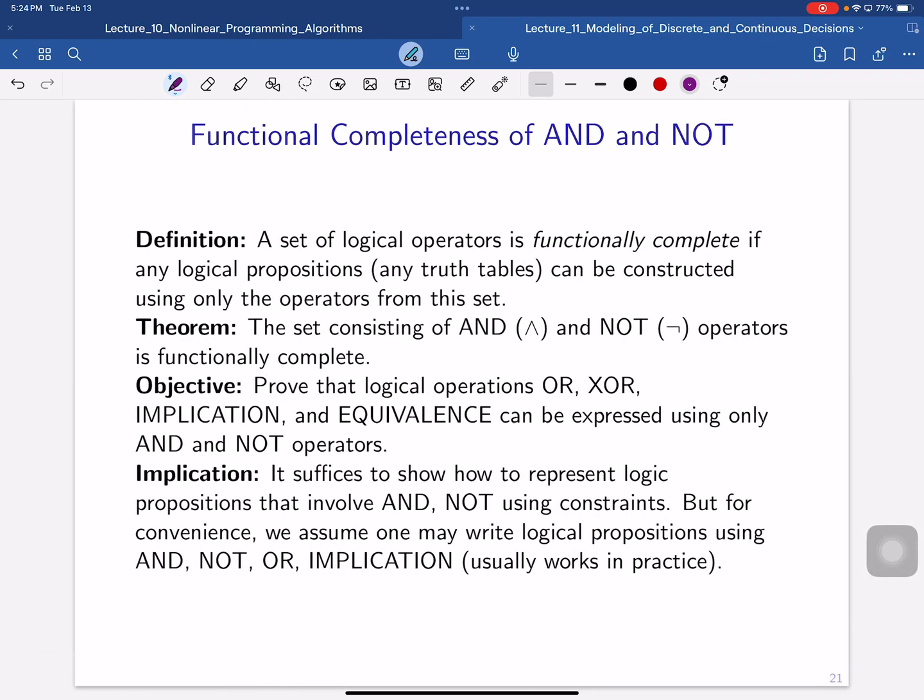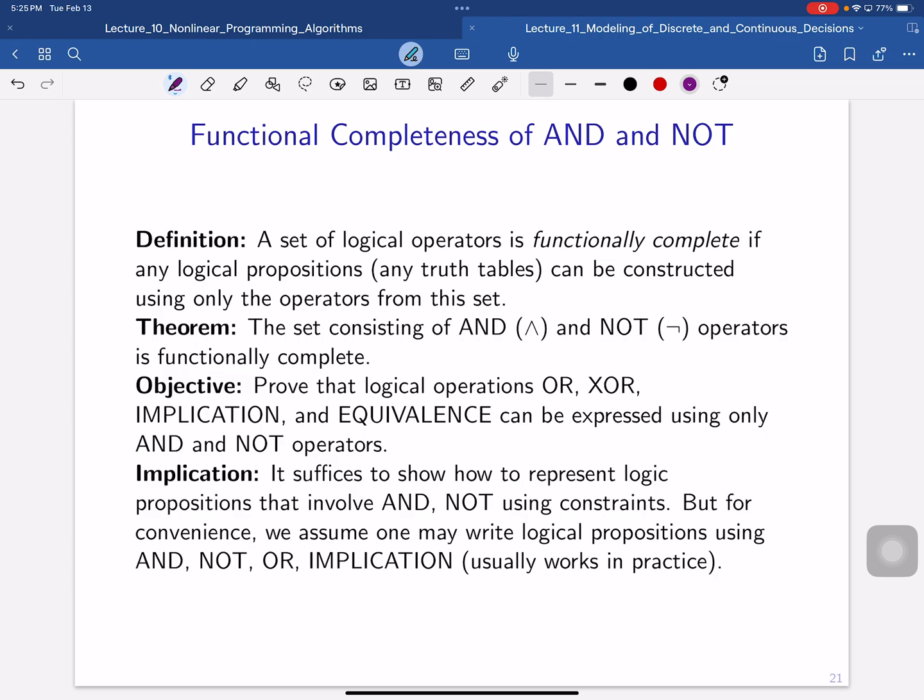So before we talk about arbitrary logic constraints, we want to cover a very important property in logic. It is called functional completeness. So what does it mean to be functionally complete? If you think about all those logic propositions, any of their combinations, functional completeness says you only need 2 logic operators, the and not, to express any truth table you wish. So it is a very powerful theorem.